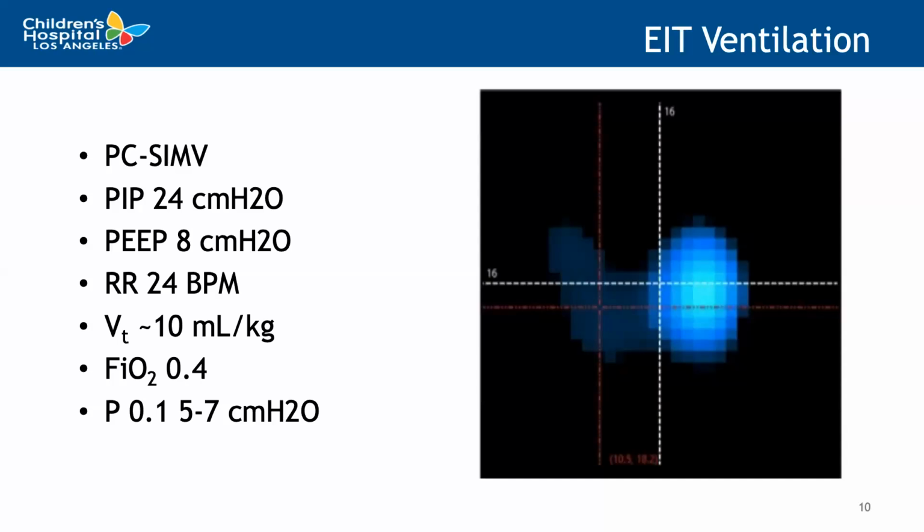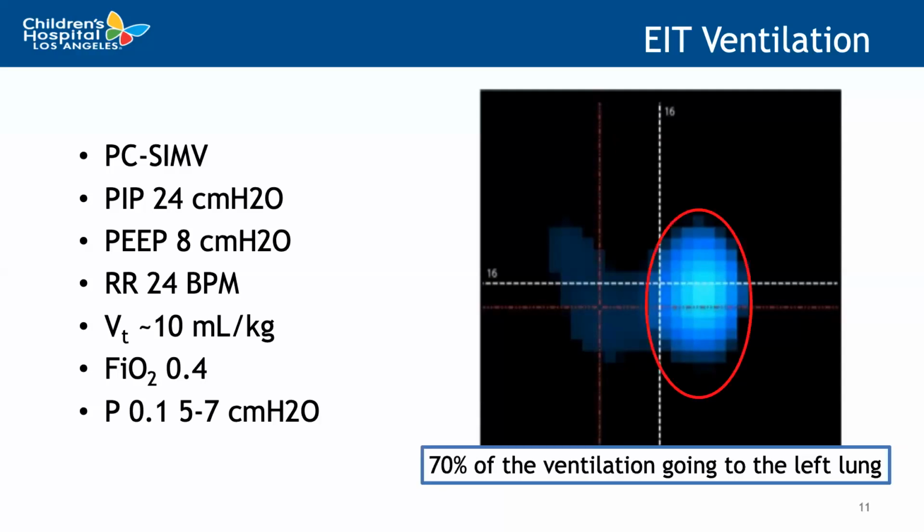You can see his EIT image on the right here, and what I want to point out is that areas that are more ventilated are lighter in color, and areas that are less ventilated are darker in color. As you can see, he has a predominant ventilation going to his left lung. The EIT image was able to tell us that about 70% of his ventilation was going to the left lung, with very minimal ventilation going to that right lung, likely in the setting of those large pneumatoceles and the collapsed lung parenchyma.